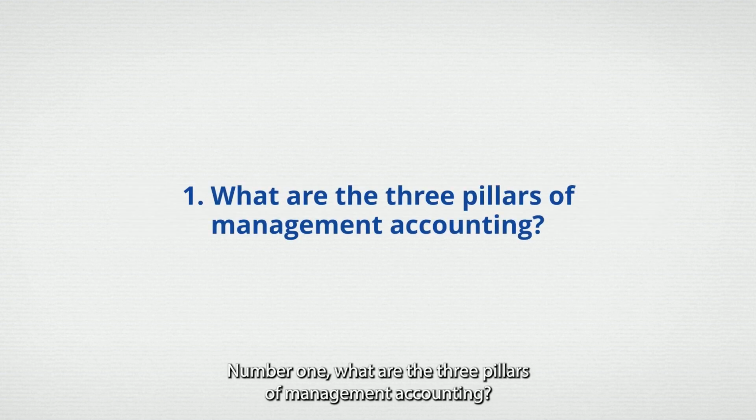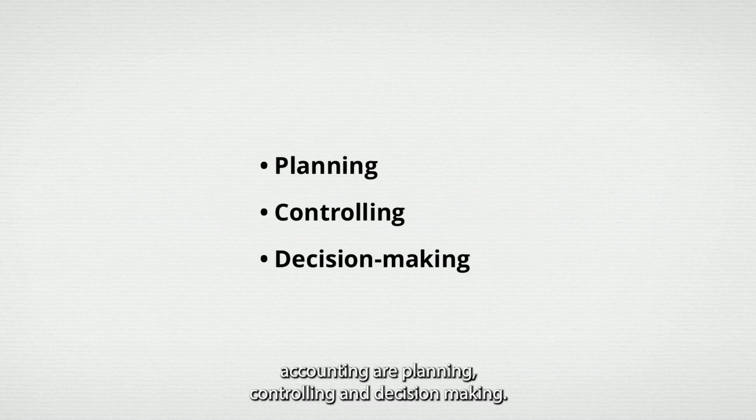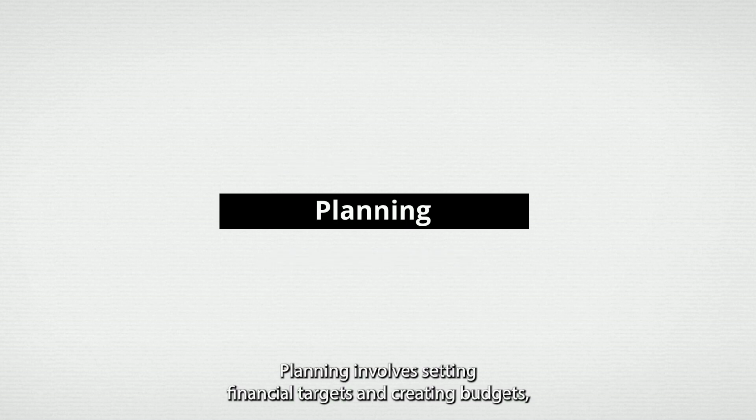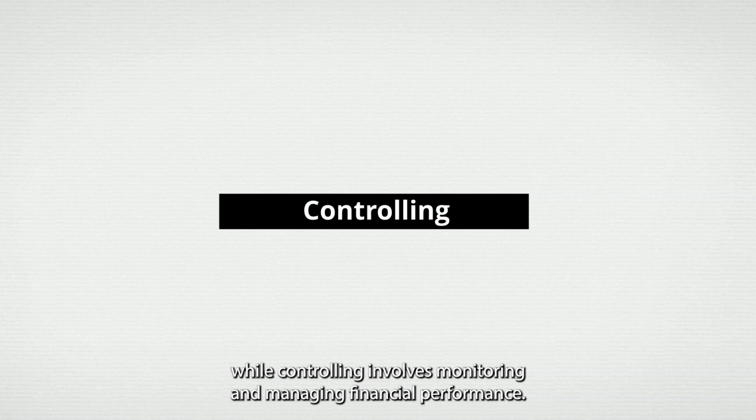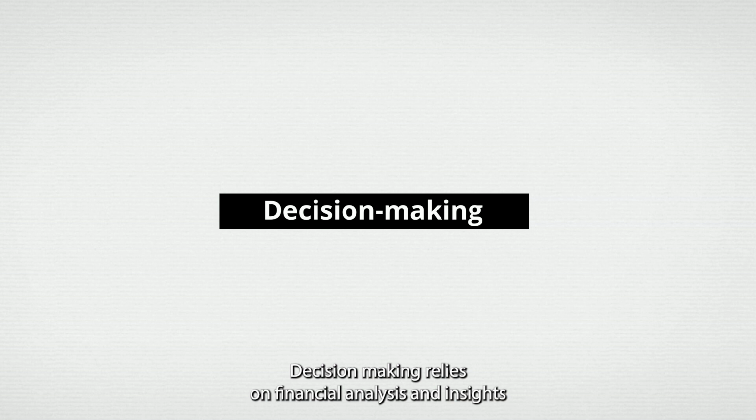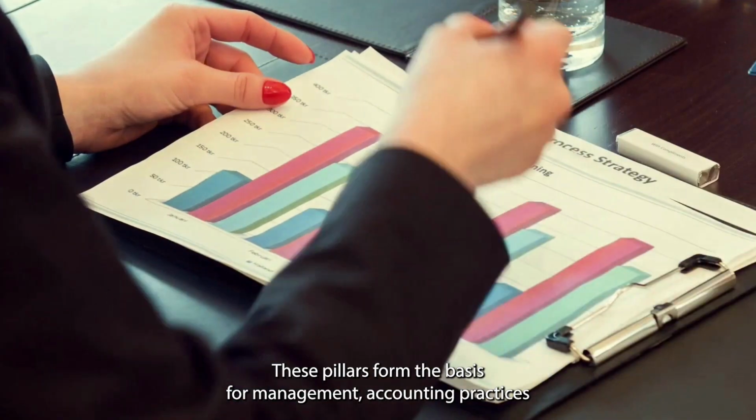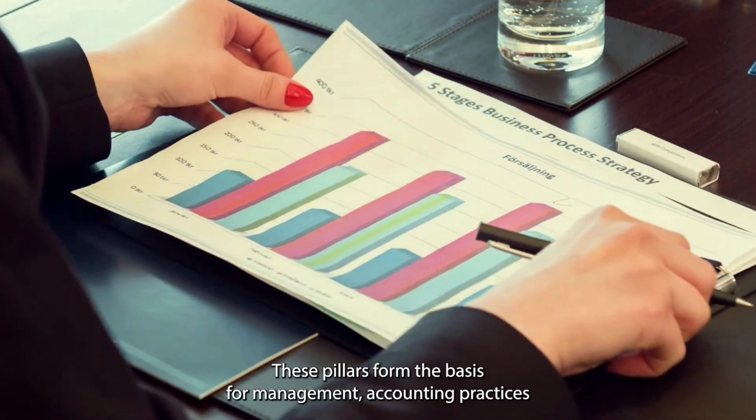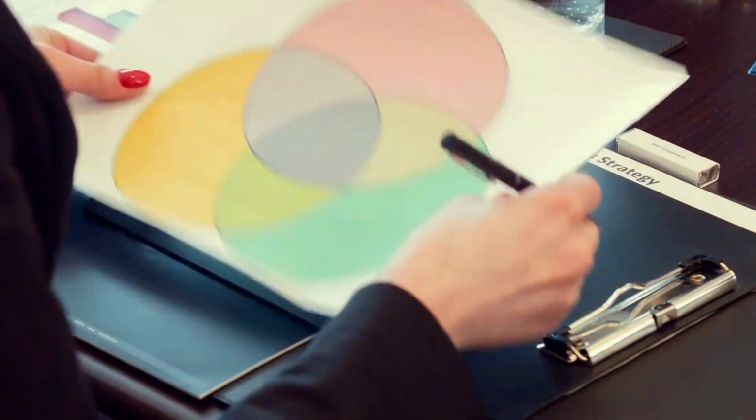Number 1. What are the 3 pillars of management accounting? The 3 pillars of management accounting are planning, controlling, and decision-making. Planning involves setting financial targets and creating budgets, while controlling involves monitoring and managing financial performance. Decision-making relies on financial analysis and insights provided by management accountants to aid in informed decision-making. These pillars form the basis for management accounting practices and assist organizations in achieving their financial goals.